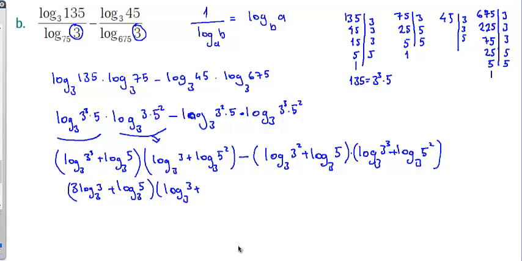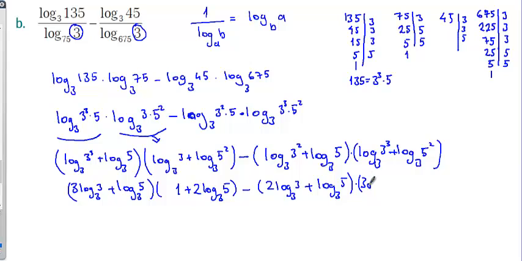I can write 1 here, I think it's better. 1 plus 2 logarithm base 3 of 5, minus 2 logarithm base 3 of 3 plus logarithm base 3 of 5, and times logarithm base 3 of 3 plus 2 logarithm base 3 of 5. As I see, all the terms are written in terms of logarithm base 3 of 5 and logarithm base 3 of 3. So logarithm base 3 of 3 is equal to 1 and logarithm base 3 of 5, let's say it's equal to a.